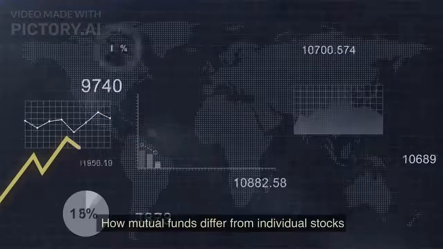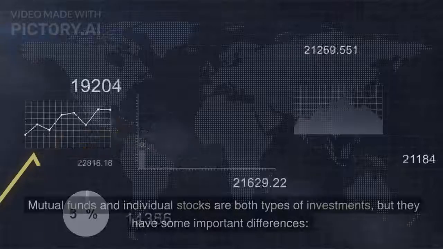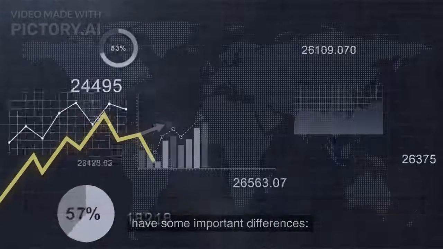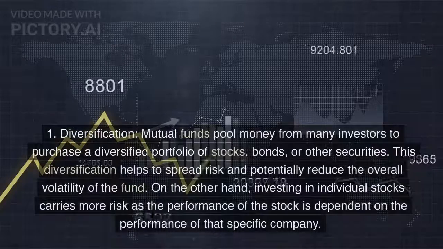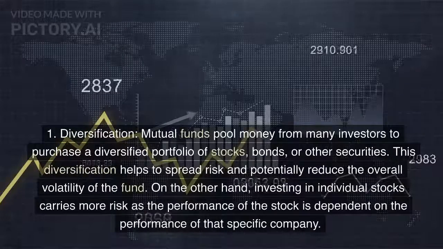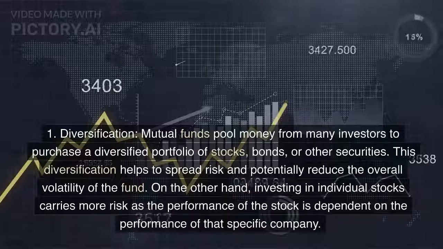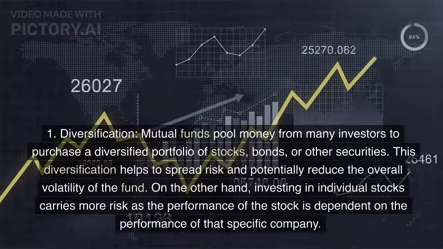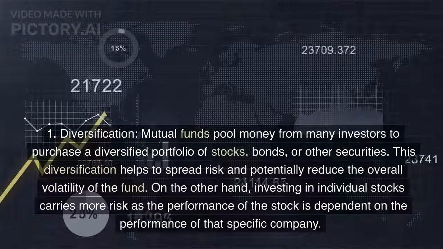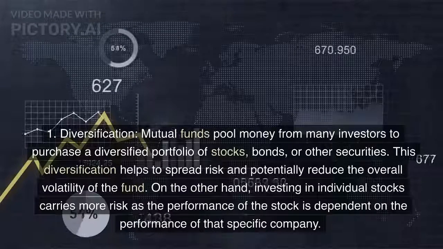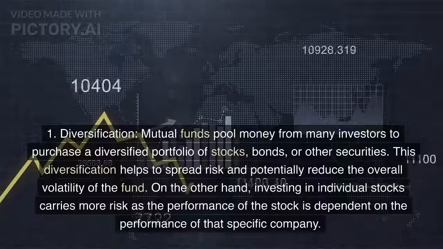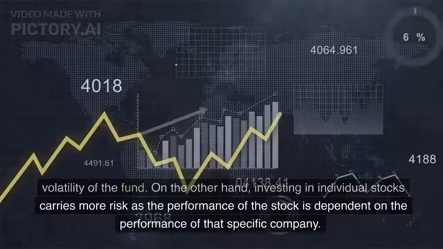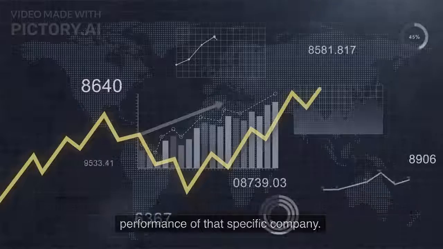How mutual funds differ from individual stocks. Mutual funds and individual stocks are both types of investments, but they have some important differences. 1. Diversification. Mutual funds pool money from many investors to purchase a diversified portfolio of stocks, bonds, or other securities. This diversification helps to spread risk and potentially reduce the overall volatility of the fund. On the other hand, investing in individual stocks carries more risk as the performance of the stock is dependent on the performance of that specific company.